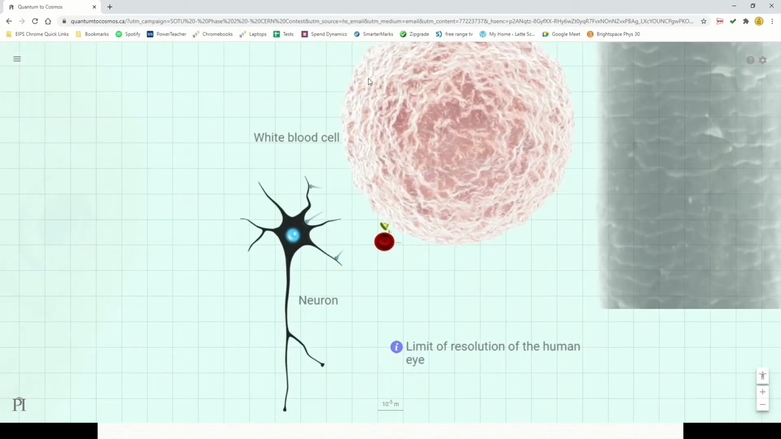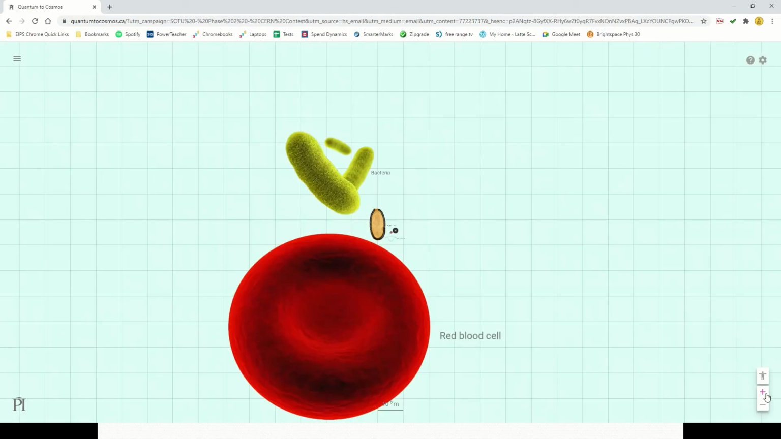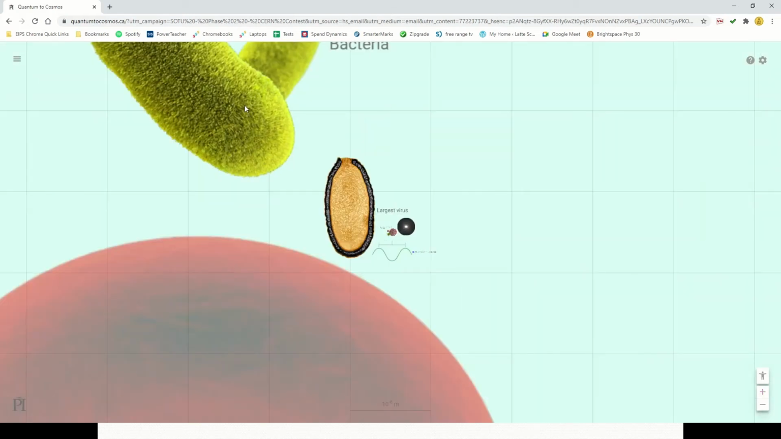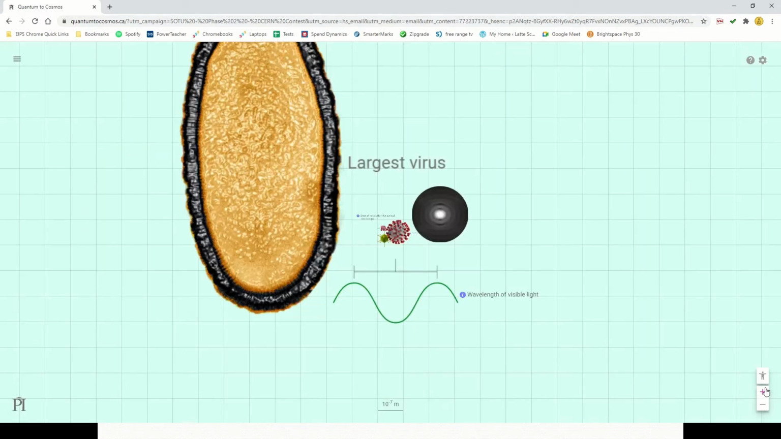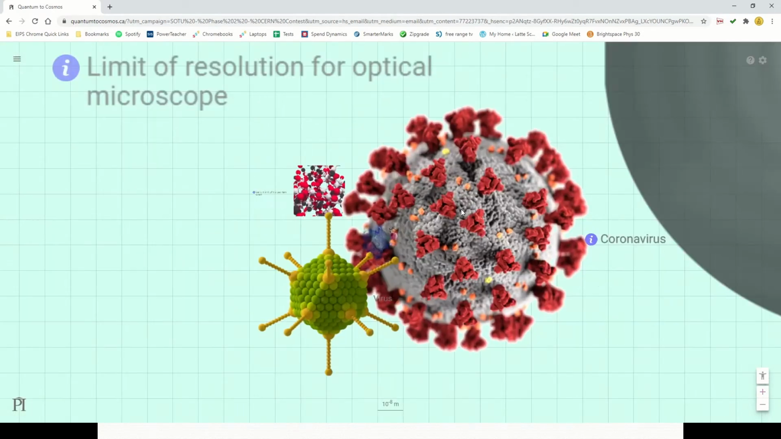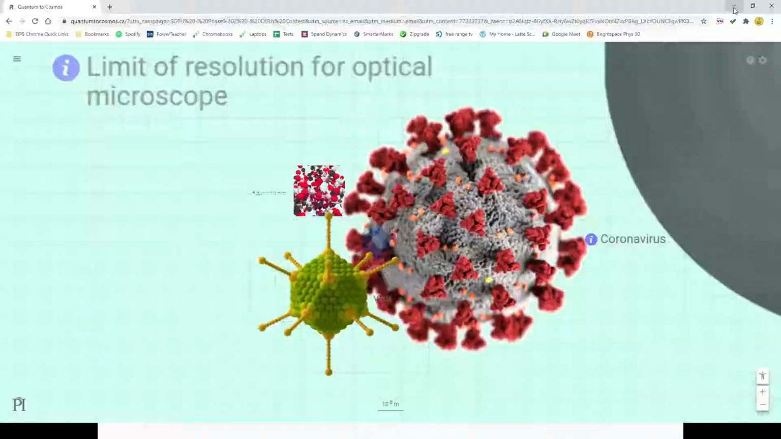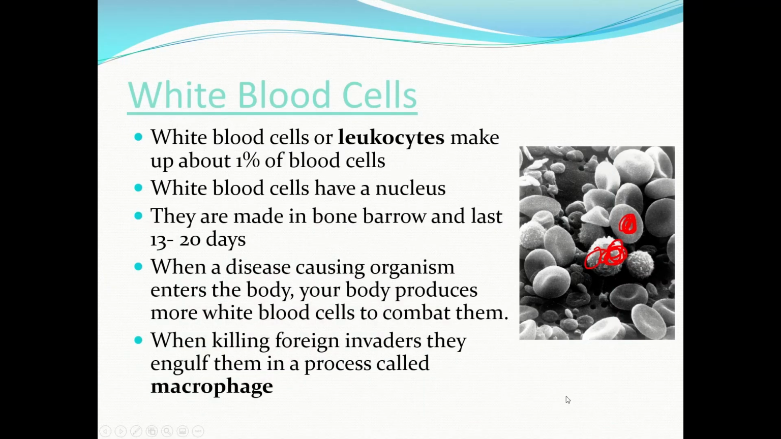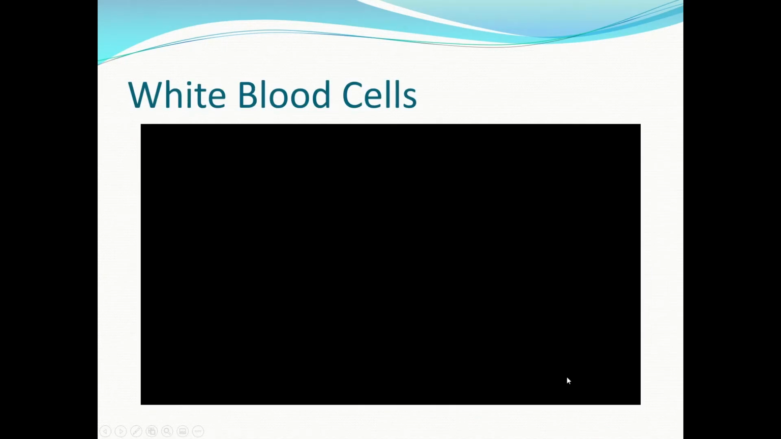And now we're at white blood cells. This is how big a white blood cell is. This is a neuron in your brain. And then this is a red blood cell right here. So you can see that white blood cells are quite a bit bigger than red blood cells. And right, this is how big a bacteria is. So bacteria is smaller than a red blood cell. Viruses are much smaller. And look, there's COVID, there's the coronavirus right there. So you can sort of see scale. White blood cells are bigger than red blood cells.